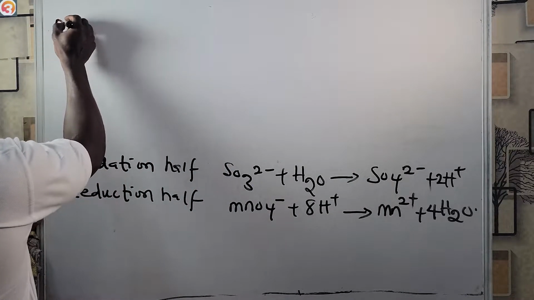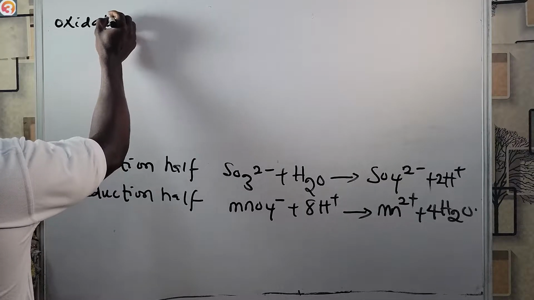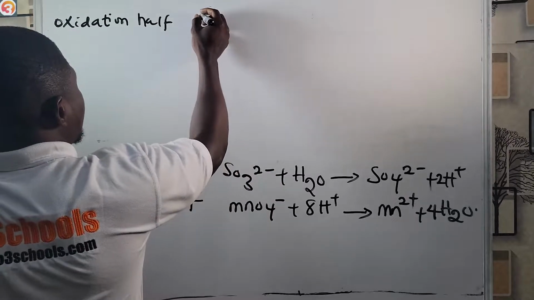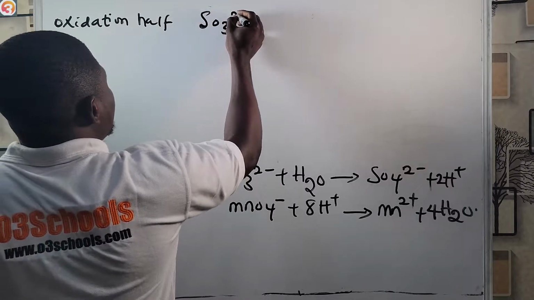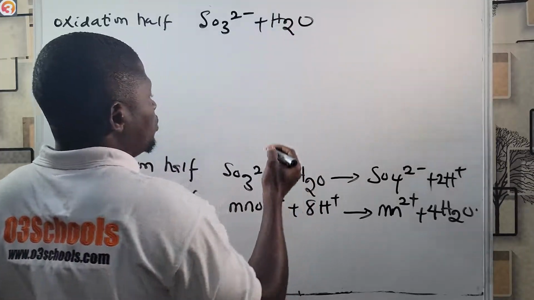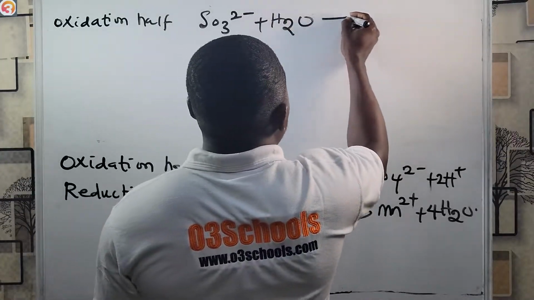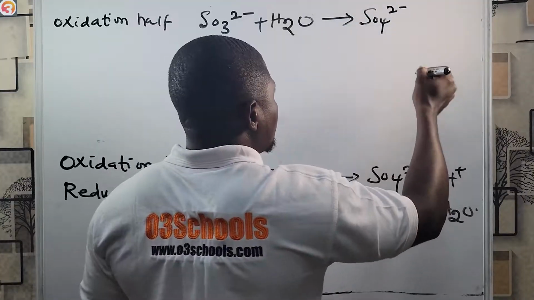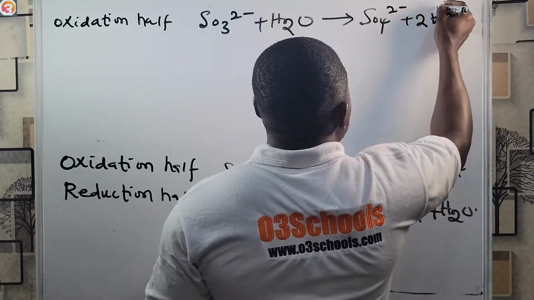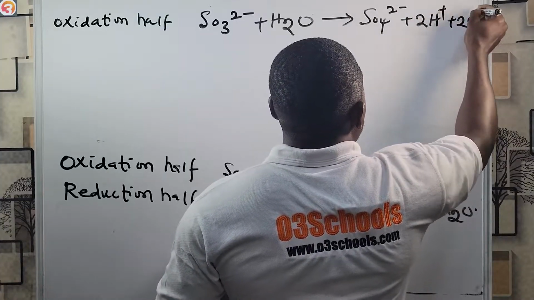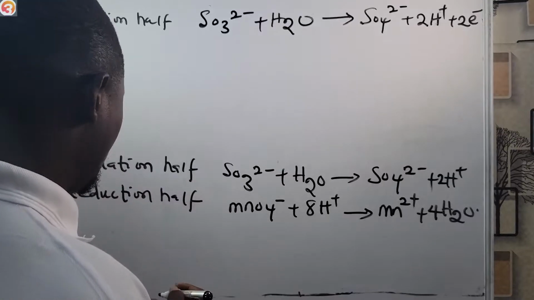I'm going to have for the oxidation half now, SO3 2- plus H2O, then that will give us SO4 2- plus 2H+, then plus 2 electrons. That's for the oxidation half.